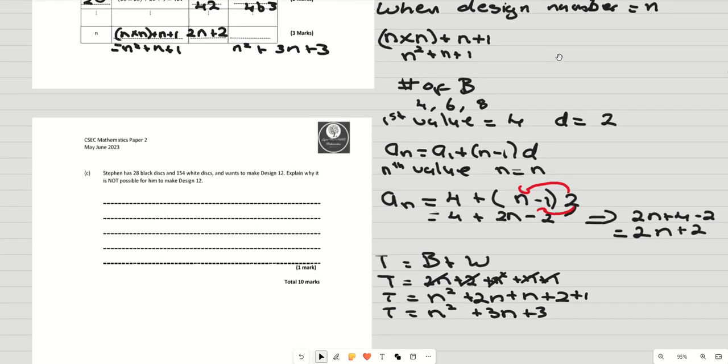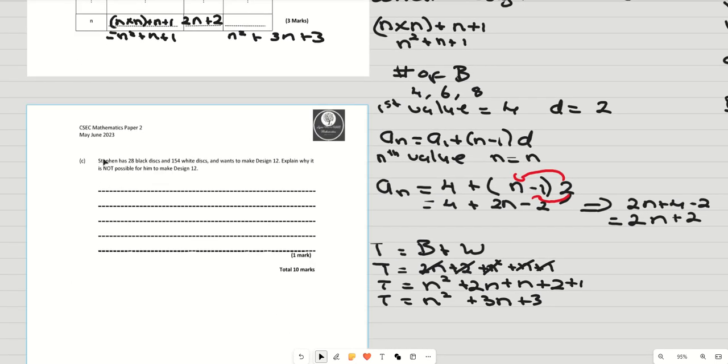All right, let's do the last question now. Then we're going to do the second part. This says Stephen has 28 black discs. So black is equal to 28, right? White disc is equal to 154, right? And he wants to make design 12. Explain why it is not possible to make design 12.